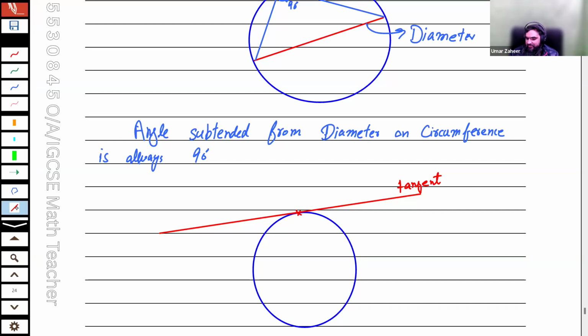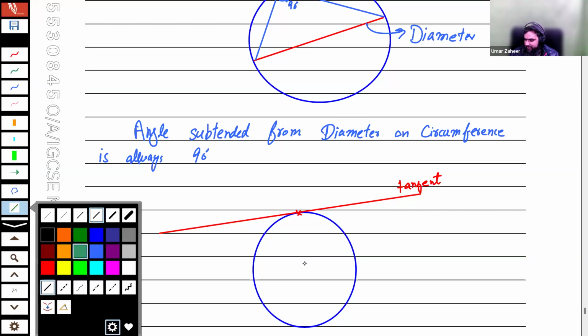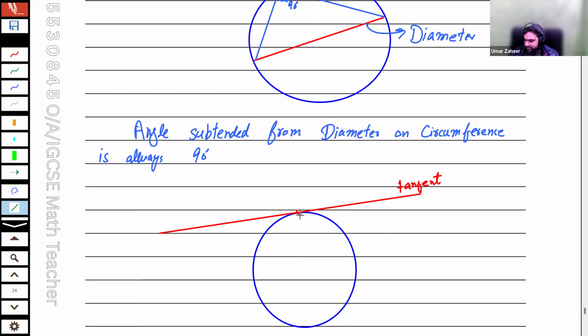And if it is the radius, always remember the angle between the radius and the tangent, if they meet at the same point, that will always be 90 degrees.